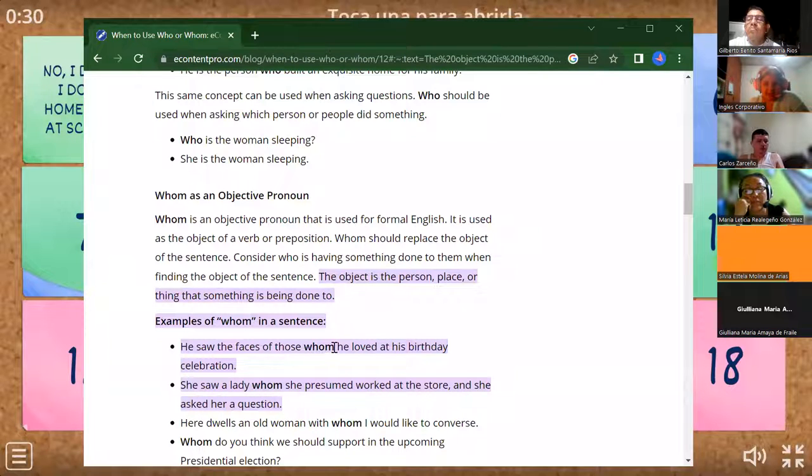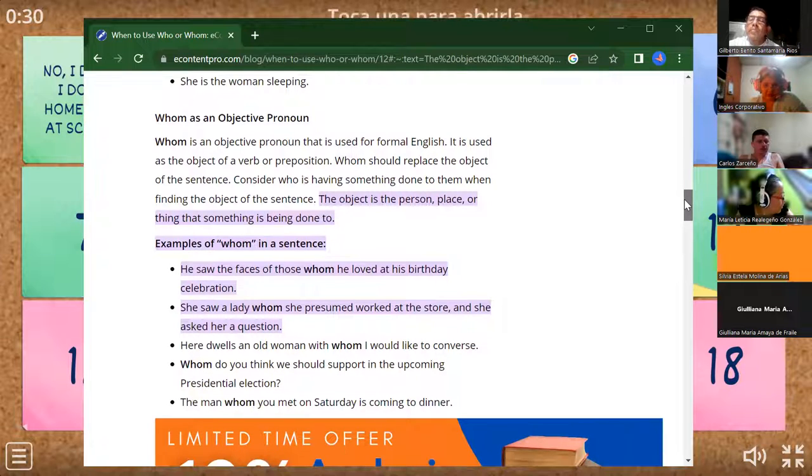Okay. It means that he's talking about those. De quién? Plurals. Okay. In this case, he's talking about plurals. He saw the faces of those whom he loved in his birthday celebration. Okay, de quiénes, quiénes. Ellos vieron las caras de quiénes. De quiénes, ajá.